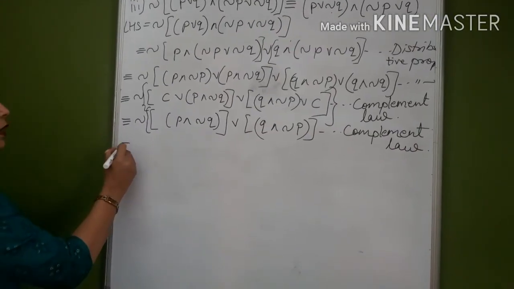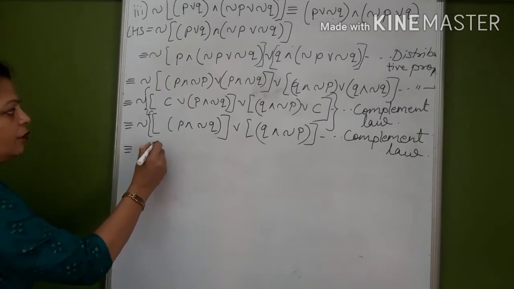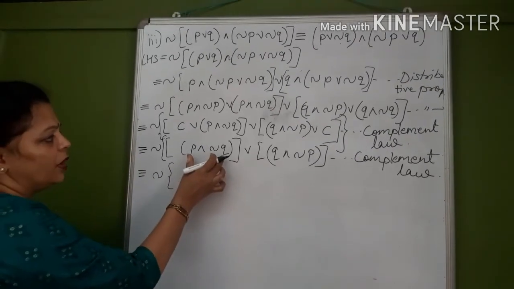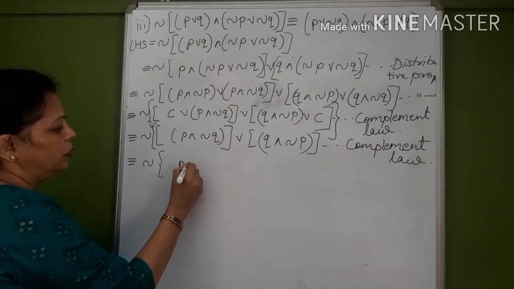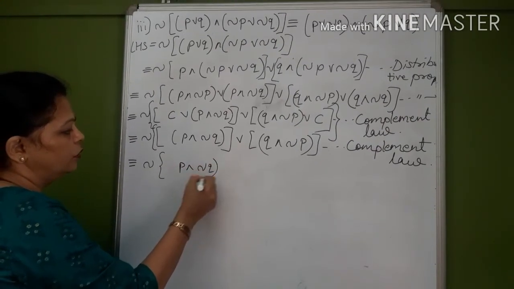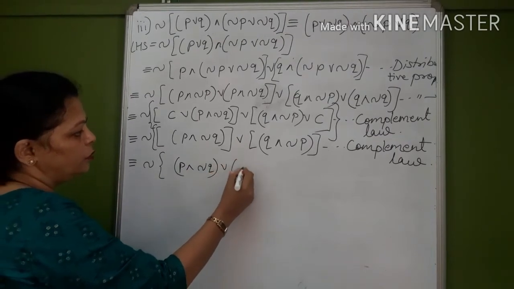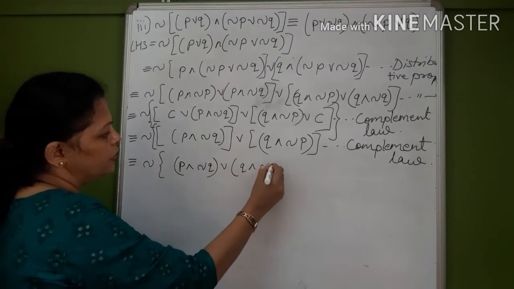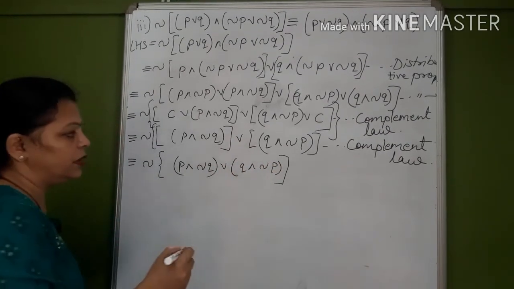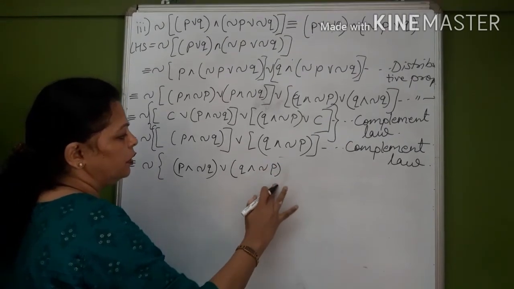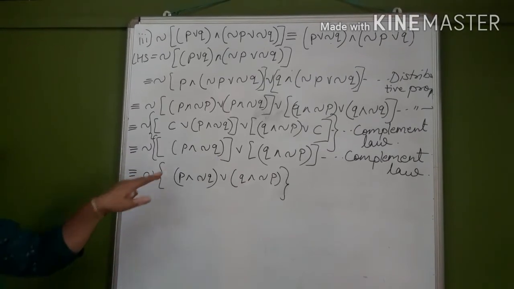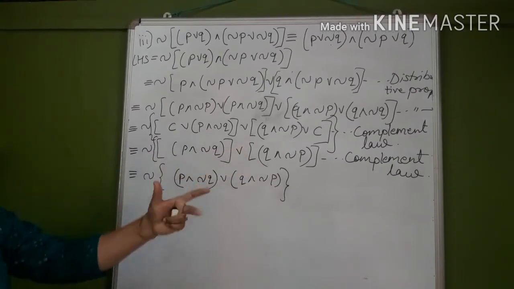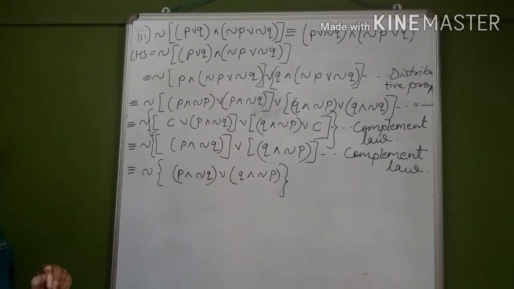Now let us simplify this. So this is negation of, what we have got here, (P and negation Q) or (Q and negation P). I have just rearranged the terms. This is curly bracket. Fine. Just these extra brackets I have removed and I have rewritten the previous step.